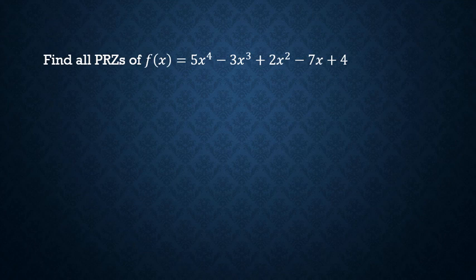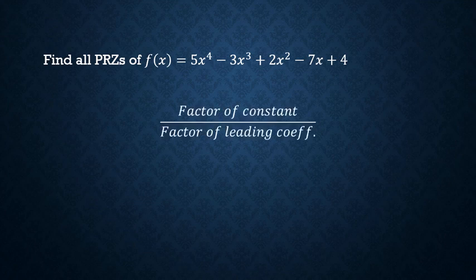Now, just as a quick note before we continue on with this problem, it doesn't matter if we're missing any terms in the middle here. We could have not had an x cubed, or we could have not had an x term, but as long as you have the highest power of x and you have the constant, that's all you need to figure out possible rational zeros. So as we said, factor of the constant divided by factor of the leading coefficient.